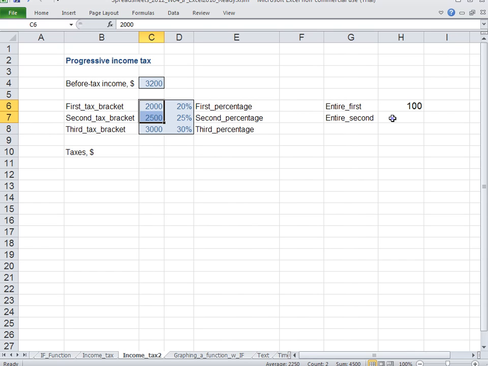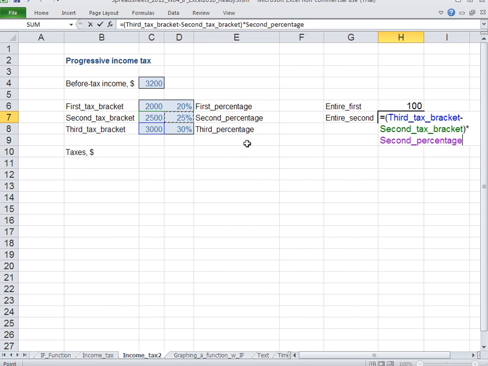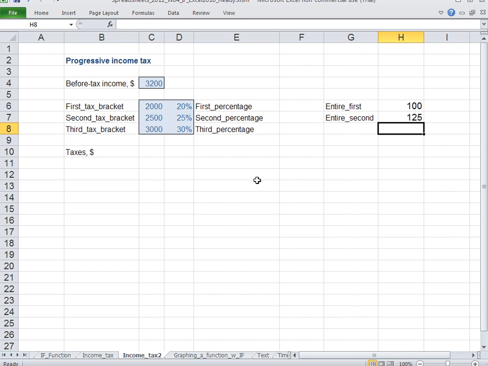Okay, the entire second tax bracket would be calculated as follows. We write equals, parentheses begin, and we subtract from the third tax bracket the second tax bracket, get another difference of $500, and tax it with 25%, which is the second percentage. And here it is. This is the amount. That's a higher amount paid on your next $500 of income. Okay, and now we can get going with a formula.